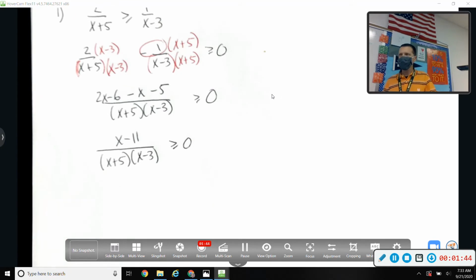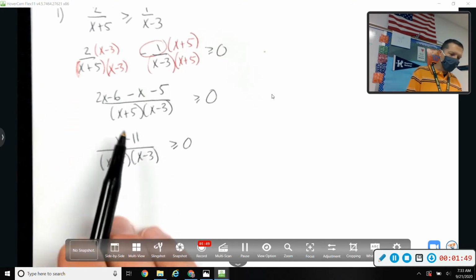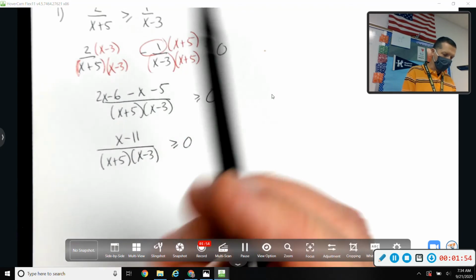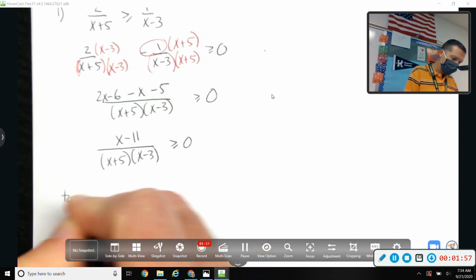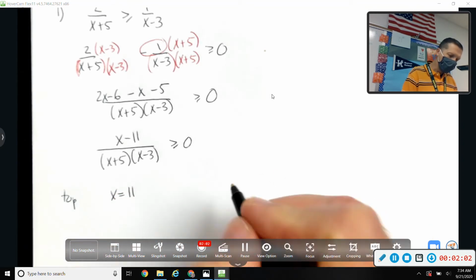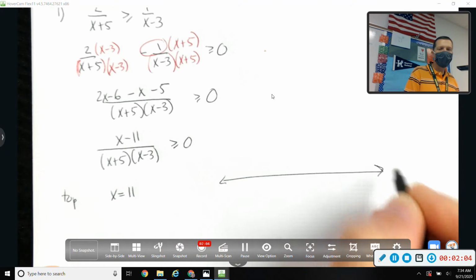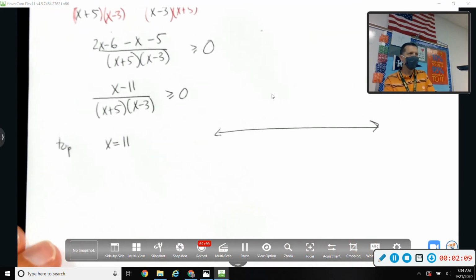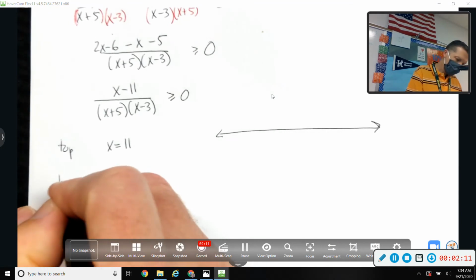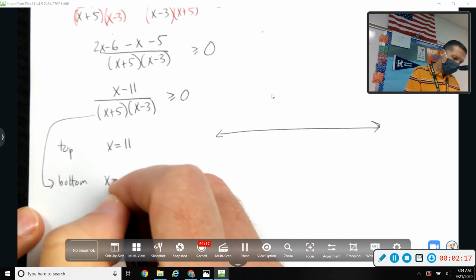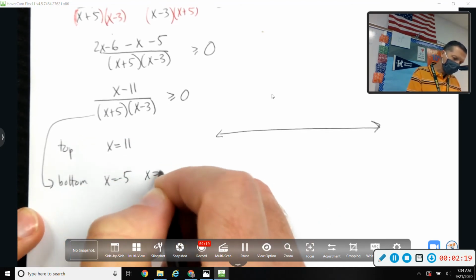Now we can sort of work the problem. All that other stuff was pre-work to get us there. Now we can do zeros at the top, zeros at the bottom, put them on a number line, all the stuff. But we had to do some work ahead of that. So looking at the top, x equals 11. I don't really want to do the number line until I got them all because I don't know what a good spot for 11 would be. Looking at the bottom, x equals negative 5 and x equals 3.